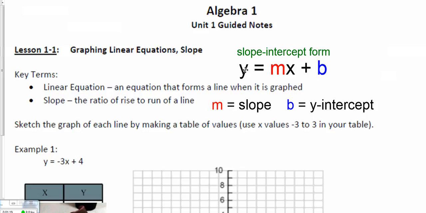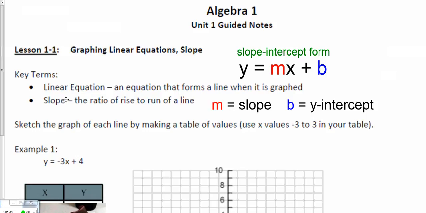If they don't look like this, you can use your skills from last unit, the review unit, to move them around so they do look like this. The most important piece about this is that y is alone. So, key terms for this lesson: linear equation, an equation that forms a line when it is graphed. Again, the most common form of this is going to look like this, slope-intercept form.